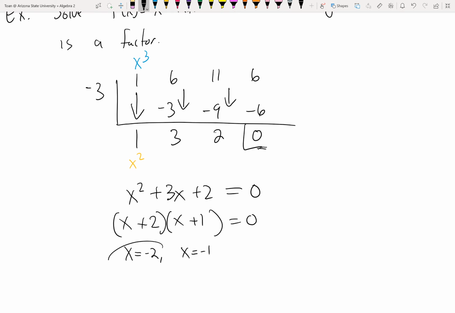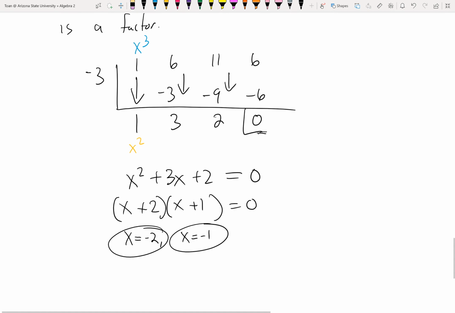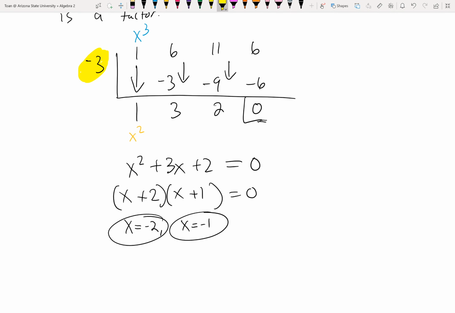So we have 2 answers. But as someone mentioned last week, hey, the exponent was 3. And whatever the exponent is should be the number of answers that we get. Where is our missing third answer? Well, our missing third answer is what they gave you. Remember, they told you x plus 3 is a factor. So this negative 3 must also be an answer as well. So don't forget to include x equals negative 3 as part of your answer. So there are our 3 answers.